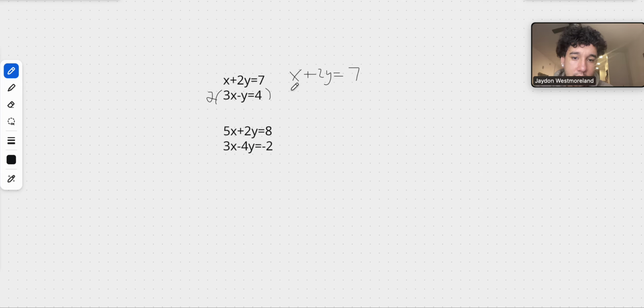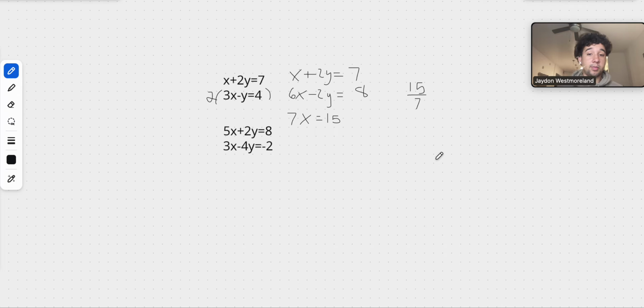Notice how the bottom is going to end up being 6x minus 2y equals 8. Now, why is that important? Because now I can cancel. So I'm going to do the same exact thing. I'm going to add these up. That's going to give me 7x is equal to 15. And look at that, it's another fraction. X is going to equal 15 sevenths.